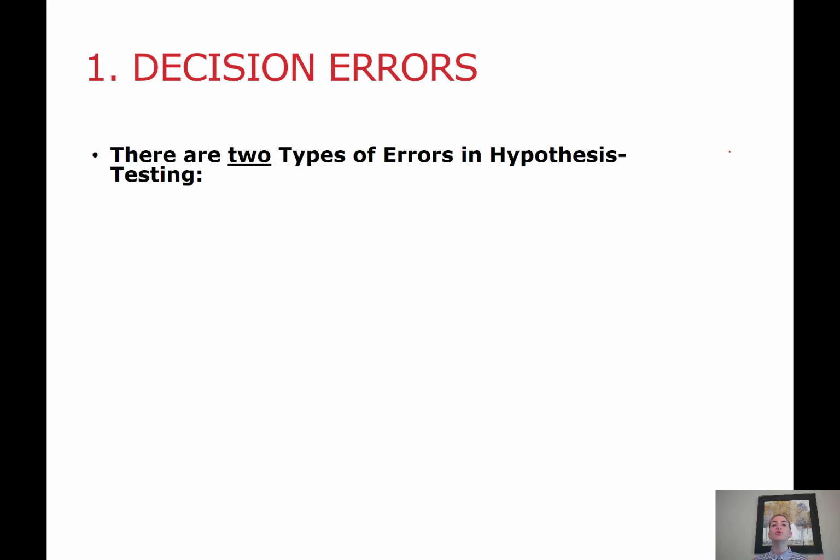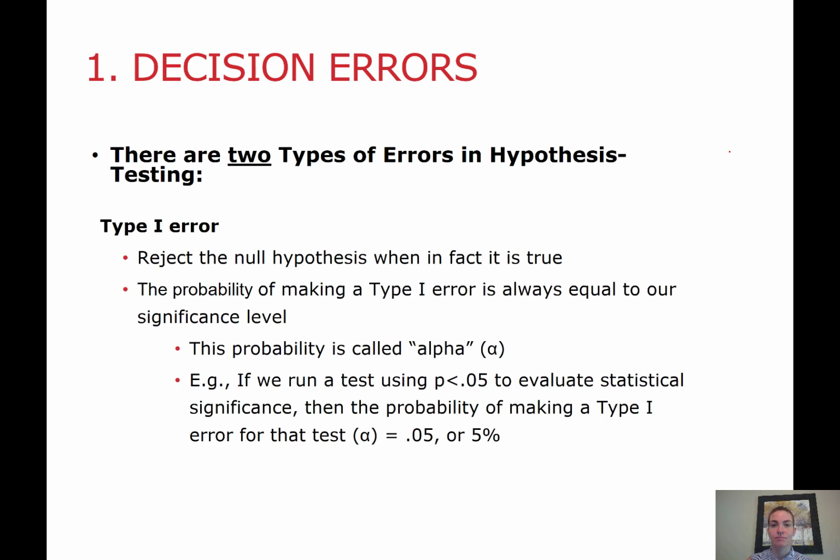And there are actually two different ways that I could be making a mistake, or two types of decision errors in hypothesis testing. The first one we call a type 1 error, and it's actually Roman numeral 1. Okay, so type 1 error. And this is an error where we make a decision to reject the null hypothesis when in fact the null hypothesis is true. And I'll explain this in a little bit more detail in a second.